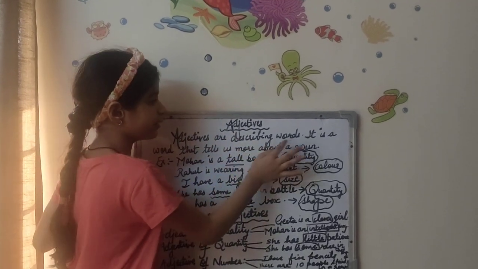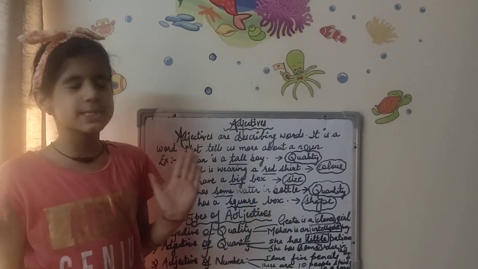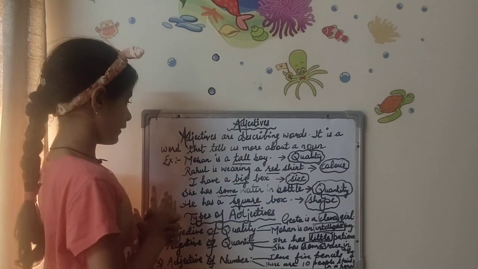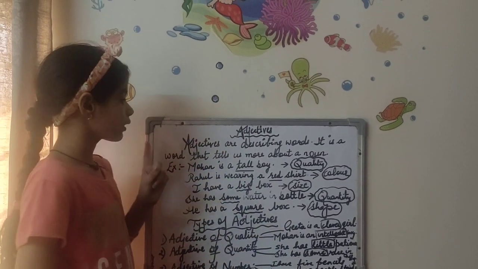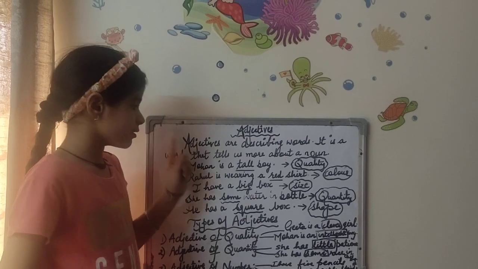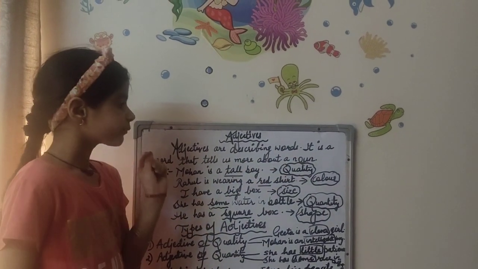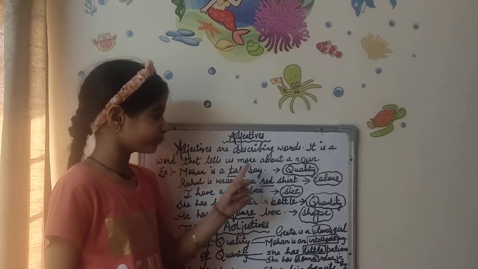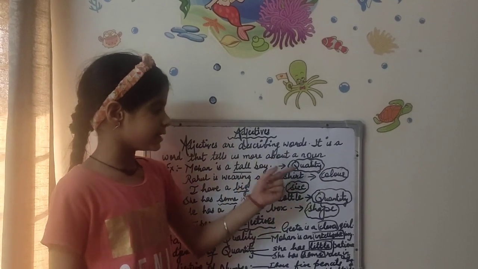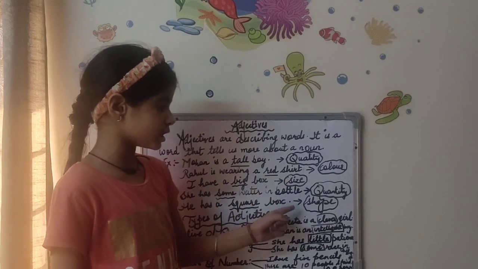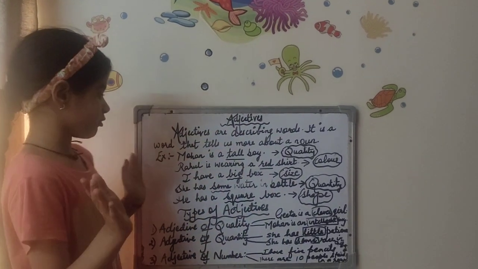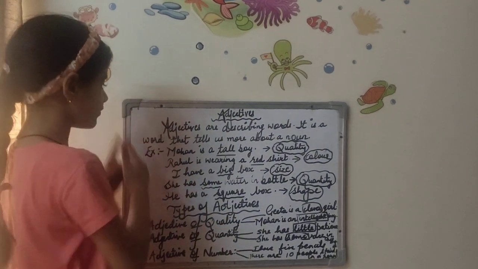Adjectives are describing words. Now, what does this describe? It describes a noun and tells us more about a noun. Let's see how. It tells us about quality, color, size, quantity, shape, etc. Now let's take a few examples of it.